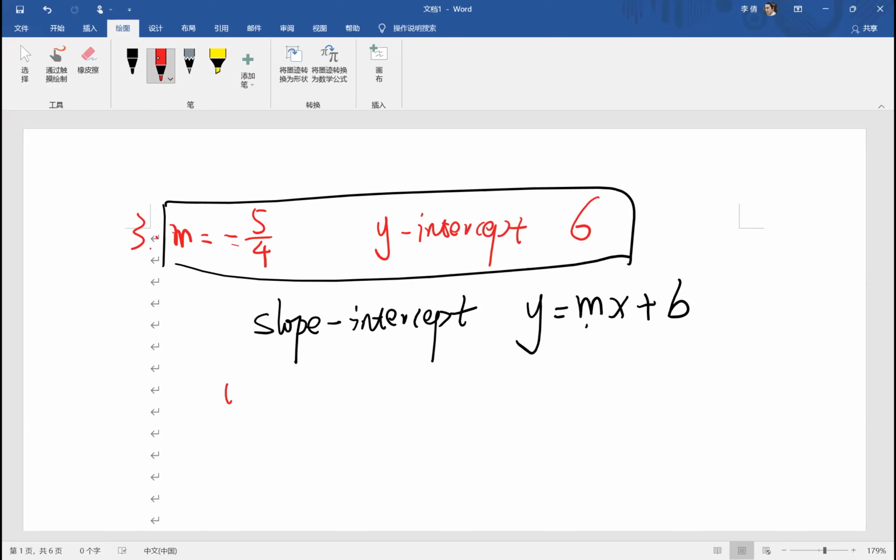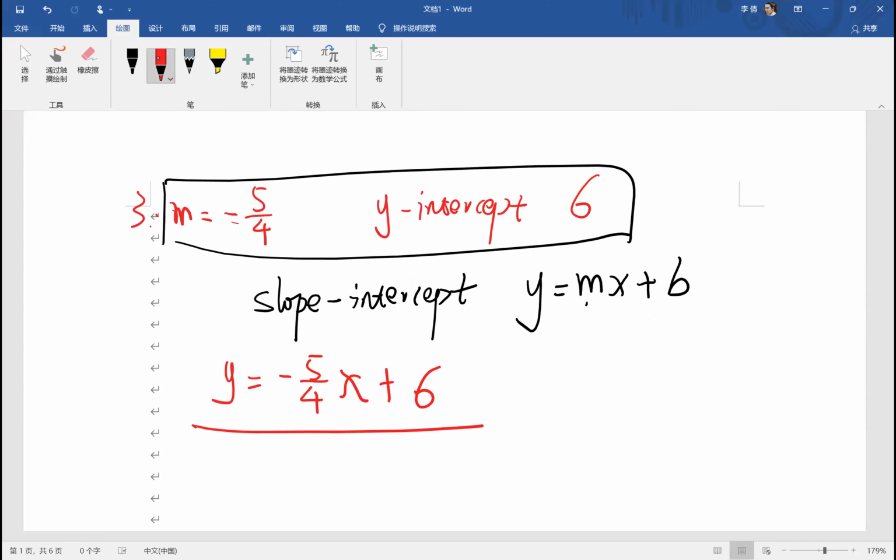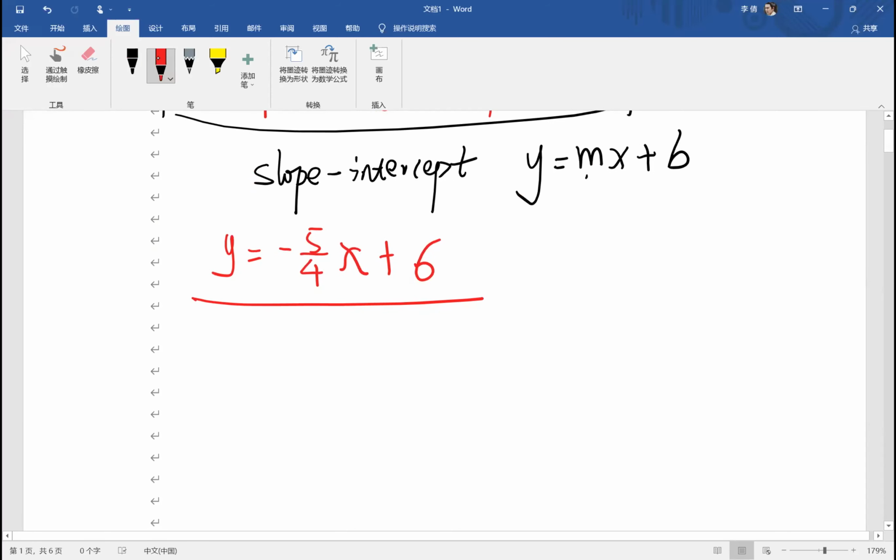So we can write the equation of this line as y is equal to -5/4x plus 6, right? This is the equation for this line. Okay, let's see the fourth one.